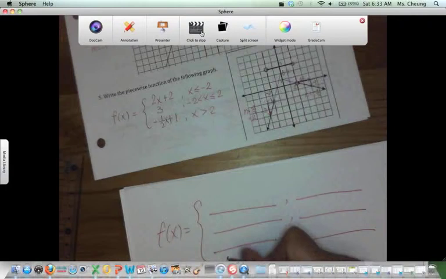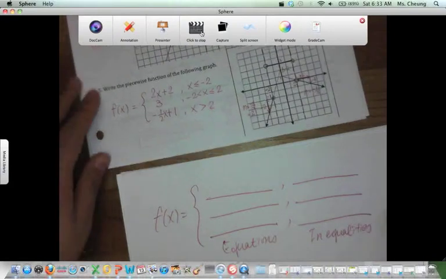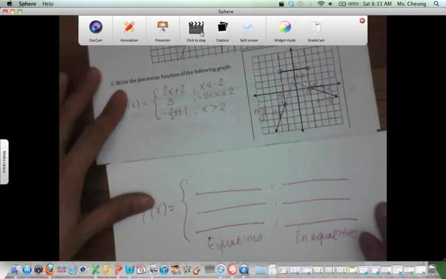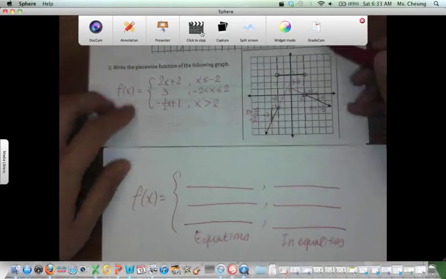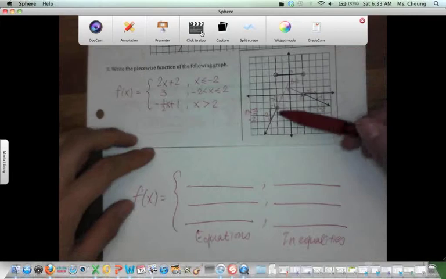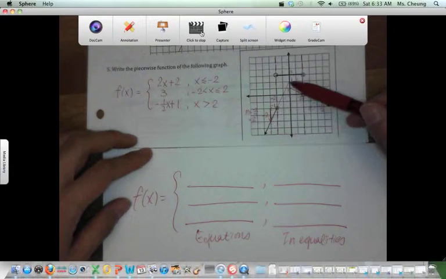So this will be equations, and this one will be inequality. So I'm going to read off from the graph how to find the slope and y-intercept. So in order to find out the y-intercept, you have to extend your line to the y-axis. So some of you ask me how you can make it really accurate.